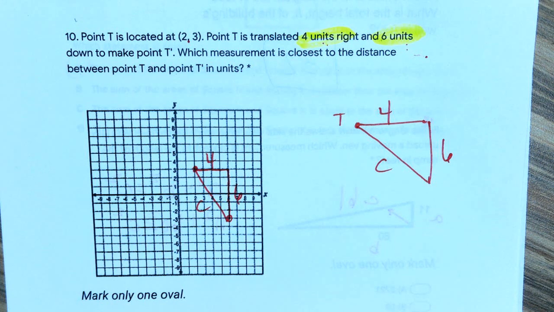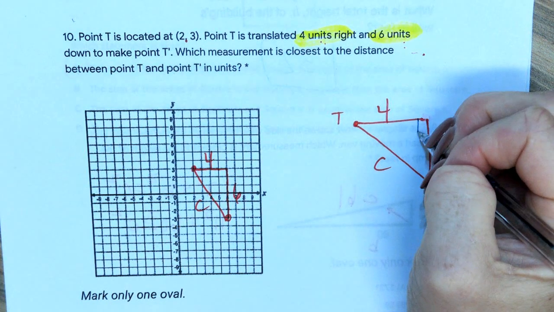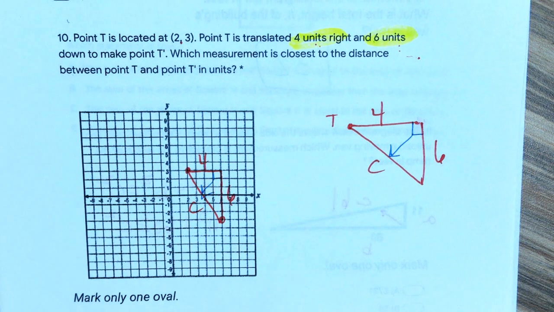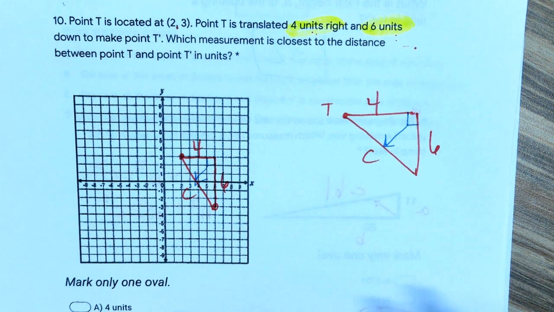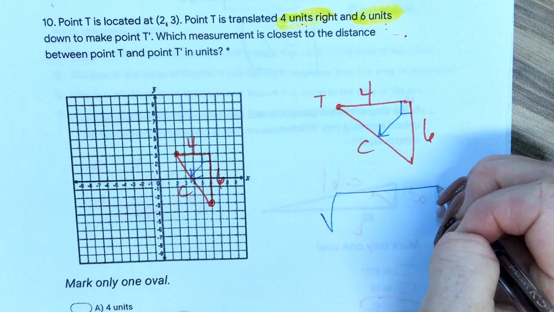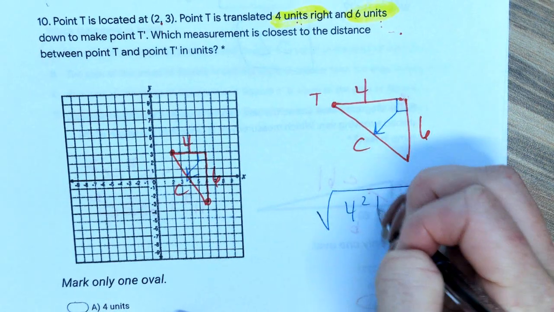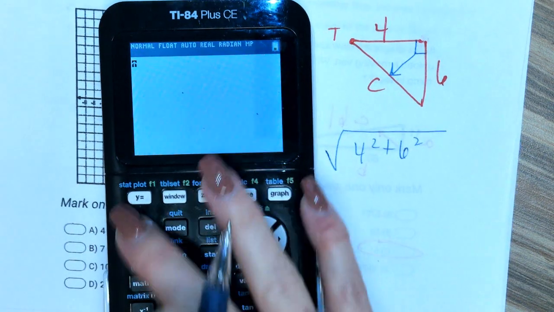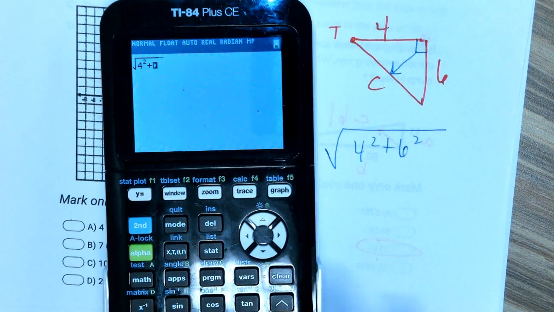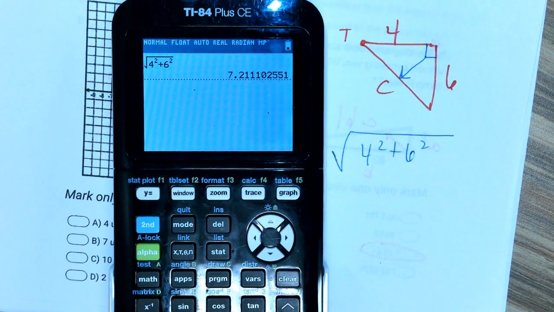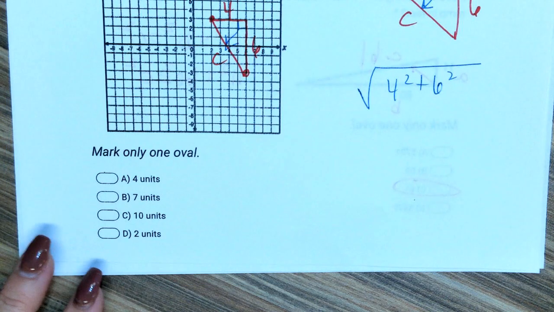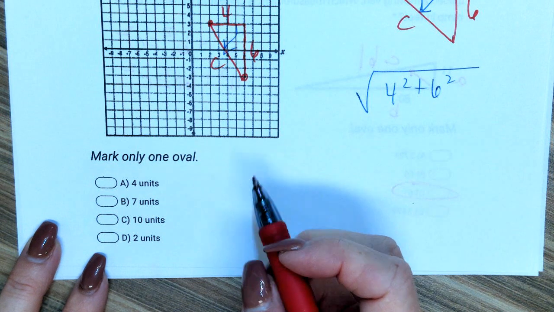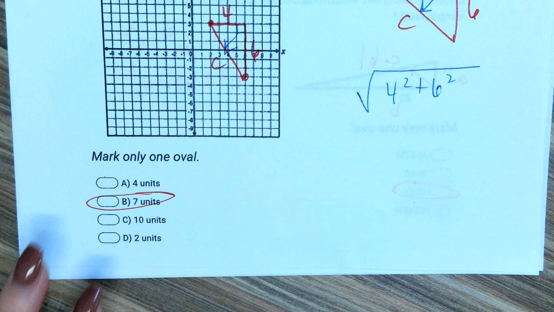Everybody good? All right. The side across from the right angle is the C. So am I adding or subtracting? So I'm doing the square root of, and I'm going to add those. 4 squared plus 6 squared. And I'm at 7.2, so which one is the closest? Which one? 7.